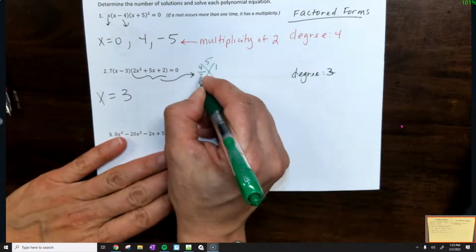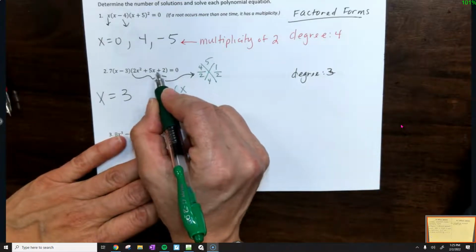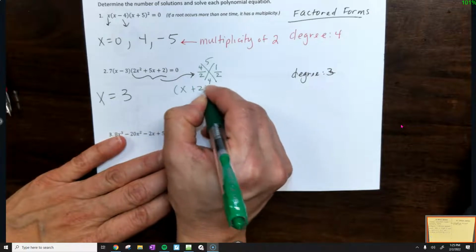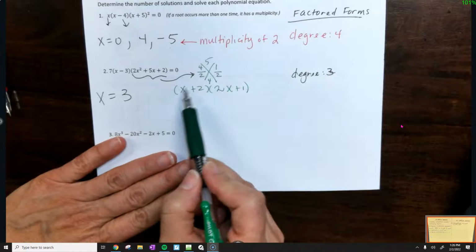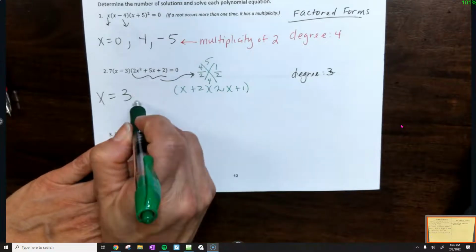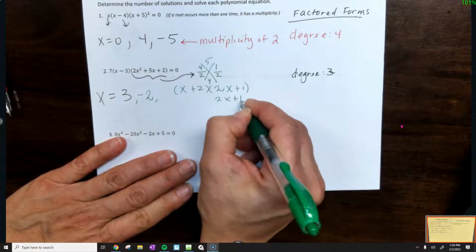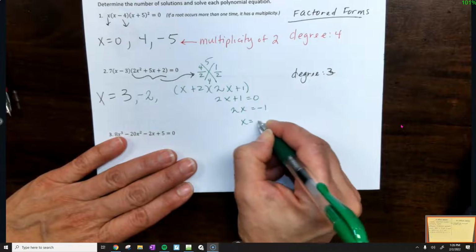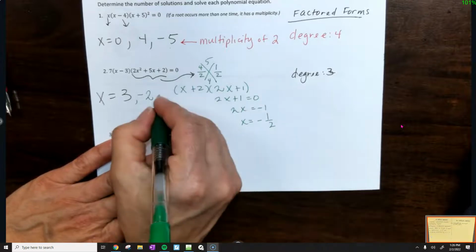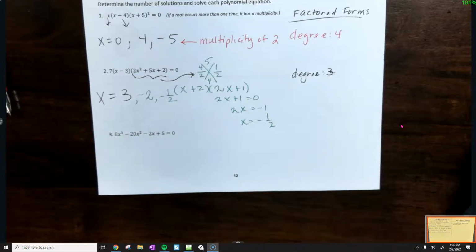So now we're going to go ahead and find the factors. The 2x squared plus 5x plus 2 factors to x plus 2, and then 2x plus 1. The linear factor x plus 2 is going to give us a negative 2 for an x-intercept. When we set this factor equal to 0 and solve for x, we are going to get an x-intercept of negative 1/2. We have a degree of 3, and we have 3 answers here.